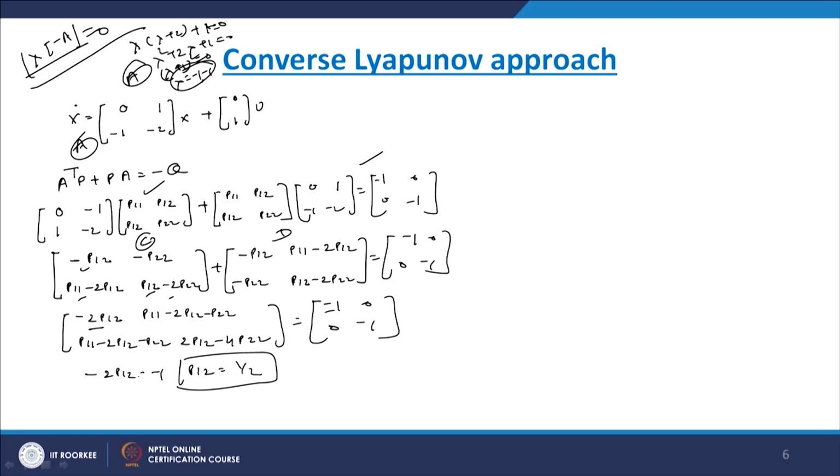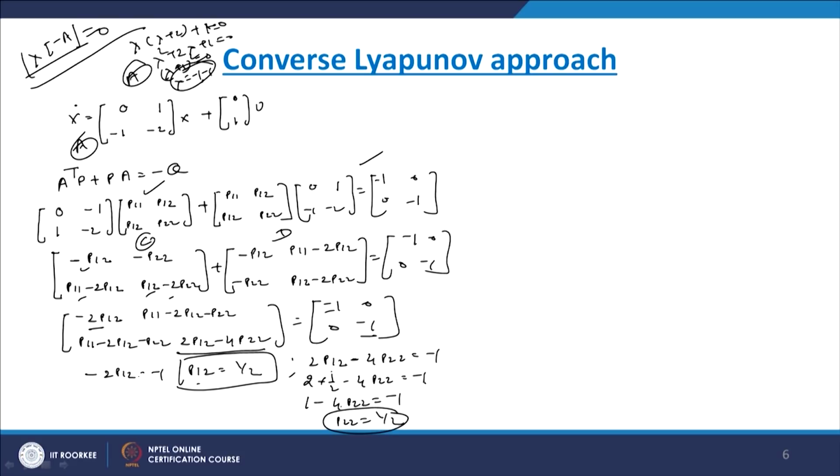Here we will get 2 P12 minus 4 P22 equals minus 1. If we compare this equation, we can easily get P22. So, we solve it as 2 times P12 minus 4 times P22 equals minus 1. Now, you replace the P12 in this equation. So, we will get 2 into 1 by 2 minus 4 into P22 equals minus 1. Now, here 1 minus 4 times P22 equals minus 1. So, finally, P22 is 1 by 2. So, we have got P12 and P22.